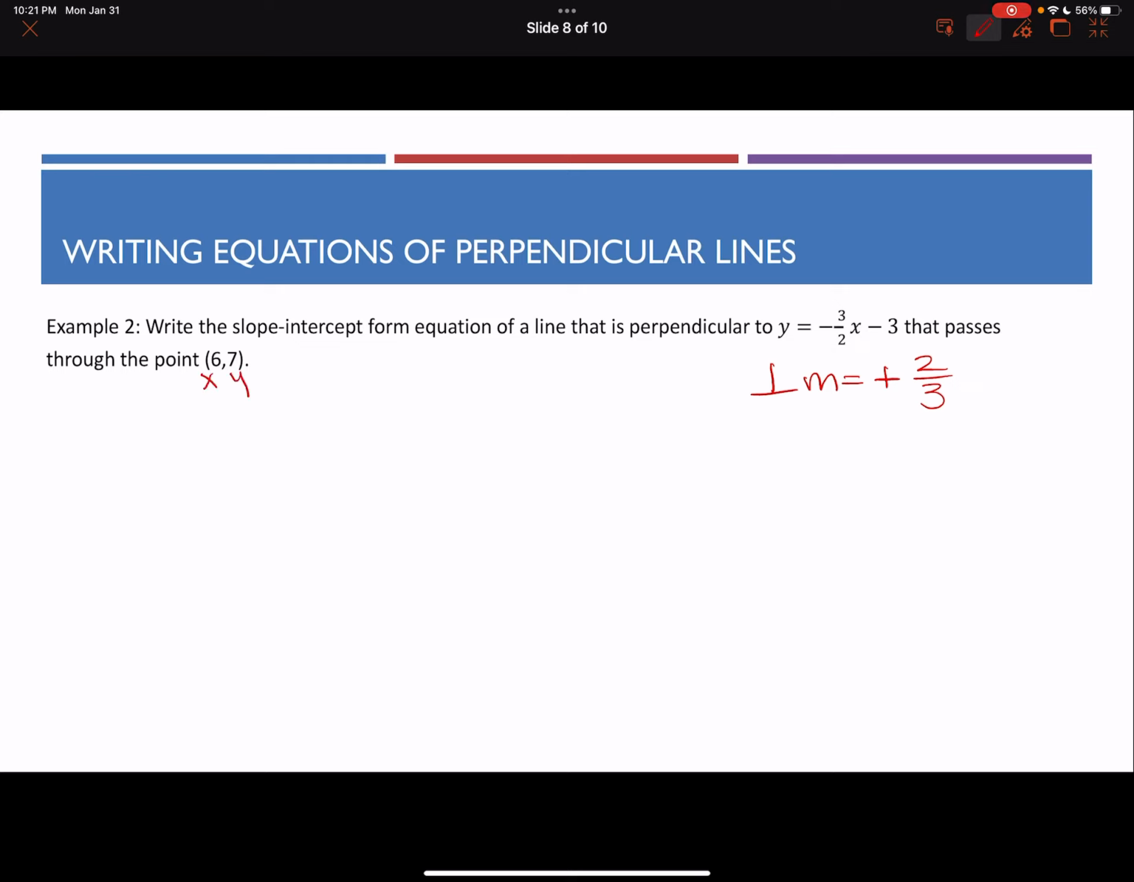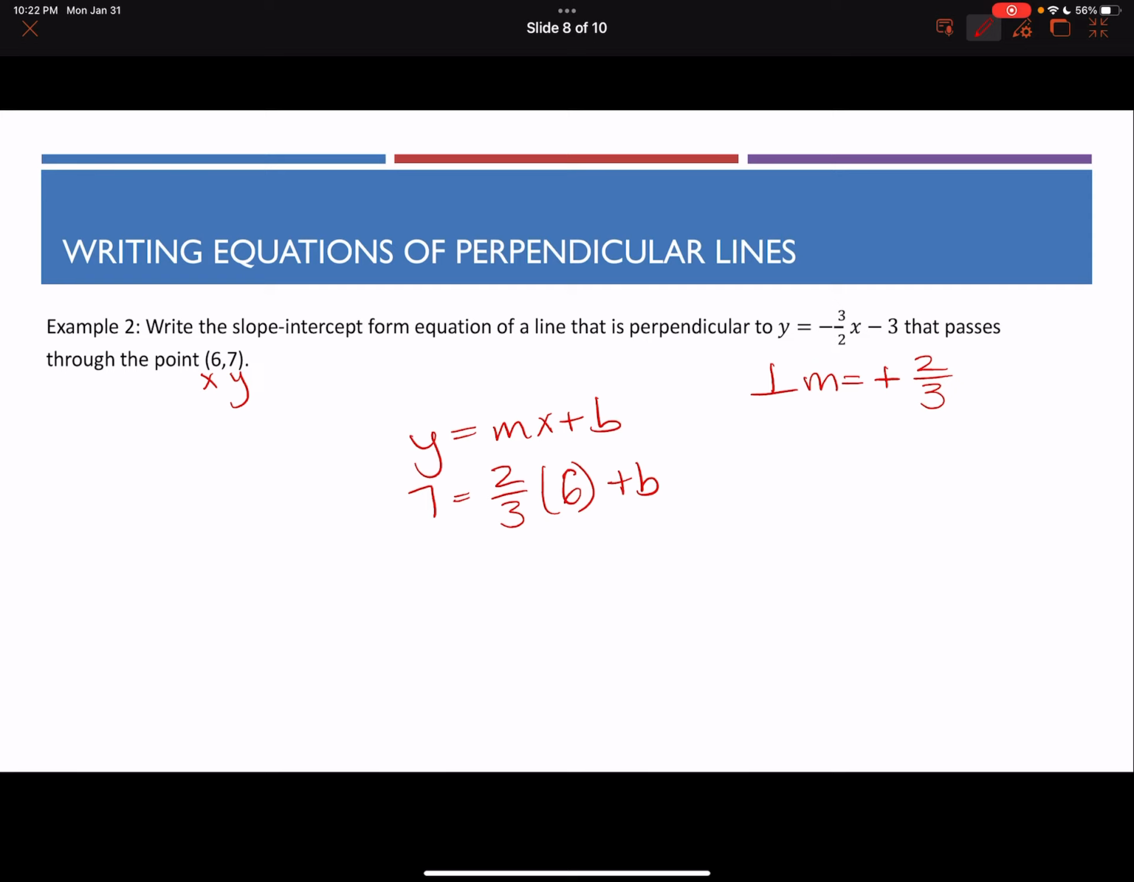And now we want it to go through this point, (6, 7), and that point is like an x and a y. So x is 6, y is 7. So now I'm going to take my x, my y, and my m and plug it into y is equal to mx plus b. So y is 7, m is positive 2/3, x is 6, and we're trying to find b, right? So now I've plugged everything in.